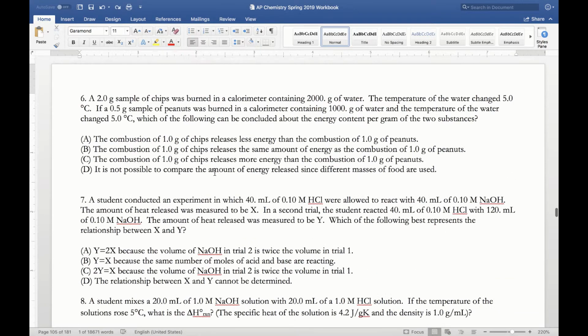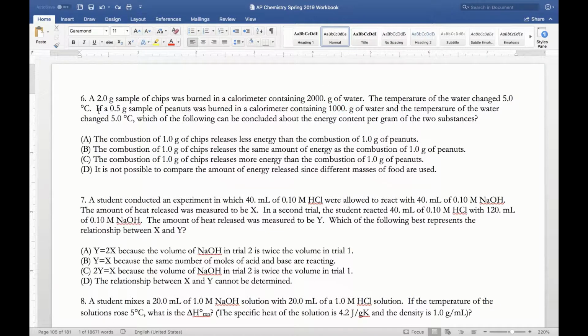So for this question, it tells you that you have a 2-gram sample of chips and it burns in a calorimeter that has 2,000 grams of water. Okay? If I take a quarter of that amount, right? If I have a quarter of the amount of peanuts, it's able to raise the temperature the same amount, but it's able to raise that temperature for half the amount of water. So if you imagined doing this per gram, right? So this is 1,000, if this were 2,000 grams of water per 2 grams, this is 1,000 grams for 0.5 grams. So this is a quarter of the amount, but it's able to raise half the amount of water.